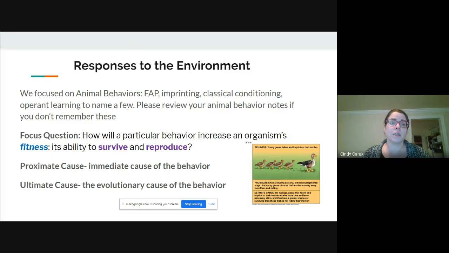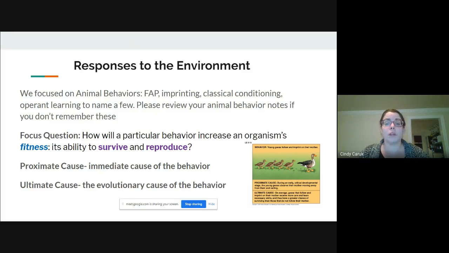So responses to the environment, we focused on animal behaviors, so things like fixed action patterns, imprinting, classical conditioning, operant learning, just to name a few. If you don't remember them, please review your animal behavior notes from class. Here, I'm going to just focus on how a particular behavior increases an organism's fitness, or its ability to survive and reproduce. So the Darwinian model of fitness.